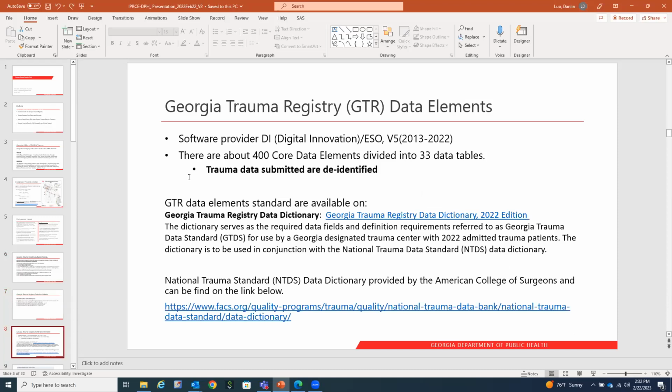Our software provider is Digital Innovation, an ESO company. The version is V5. There are about 400 core data elements divided into 33 data tables. Trauma data submitted are de-identified. Online, you can find the Georgia Trauma Registry Data Dictionary. Also, you can find the National Trauma Data Standard Data Dictionary. Here is the link.